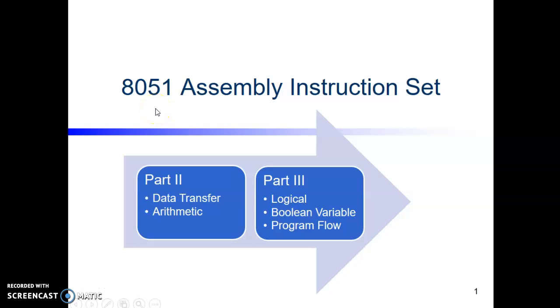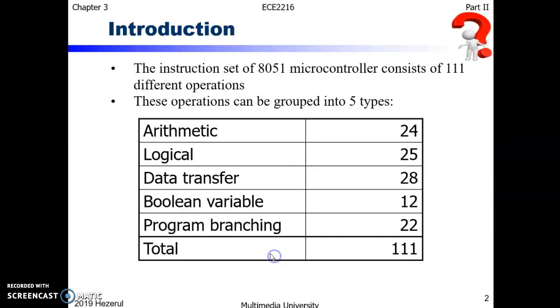We will continue chapter 3 on assembly instruction set for 8051. In this part, we will learn about data transfer and also arithmetic. The instruction set of the 8051 microcontroller consists of 111 different operations, which can be grouped into 5 types: arithmetic, logical, data transfer, Boolean variable, program branching. And there are a total of 111.